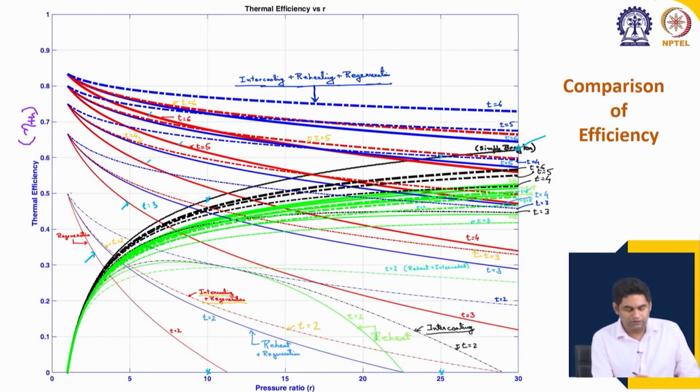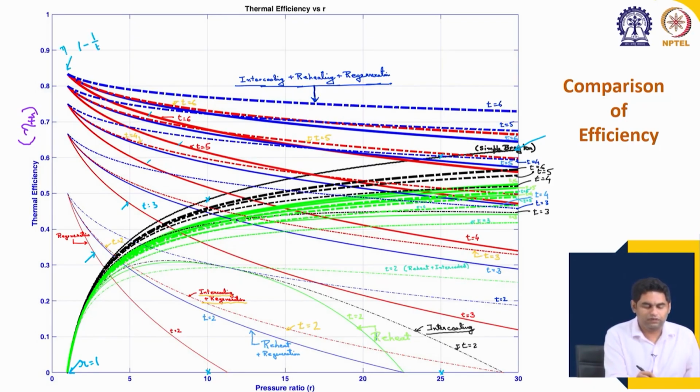You can see how the efficiency decreases. So, at R equal to 1, this is the R equal to 1 point. All the non-regenerative curves have efficiency equal to 0 at R equal to 1. All the systems with regeneration included, at this point they have the value equal to 1 minus 1 by T. Efficiency is equal to 1 minus 1 by T.